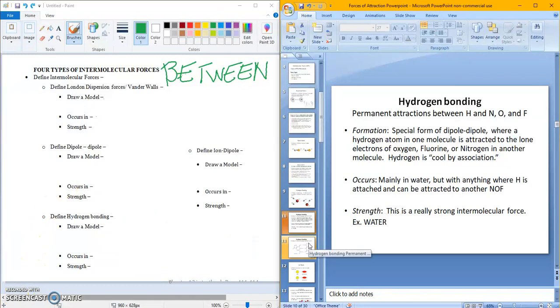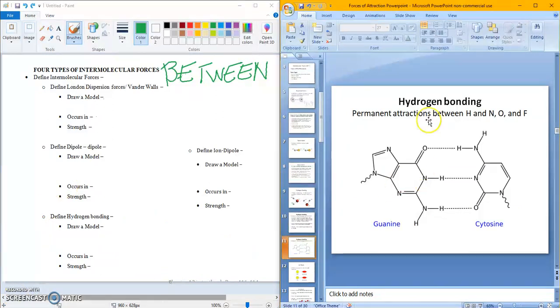So why is this important, you say? Well, hydrogen bonding is what keeps our DNA attached to one another so that we can live. So if you're here thinking, why am I learning about this? This isn't even important to me. Thank hydrogen bonding for keeping you alive. All right? Very important.